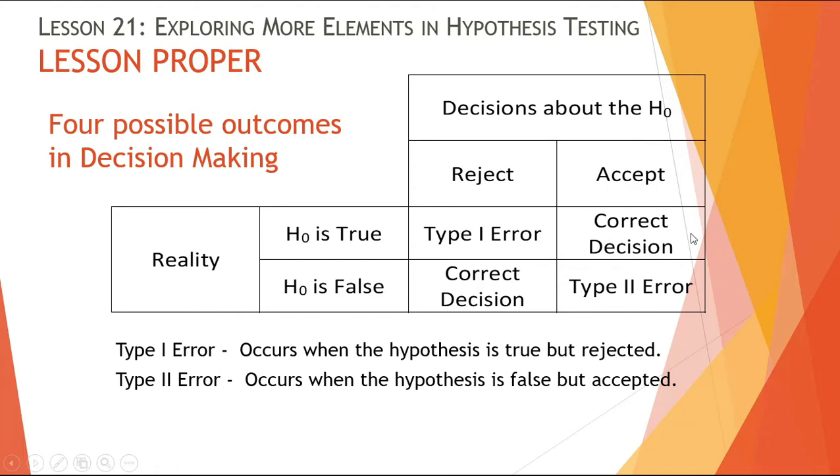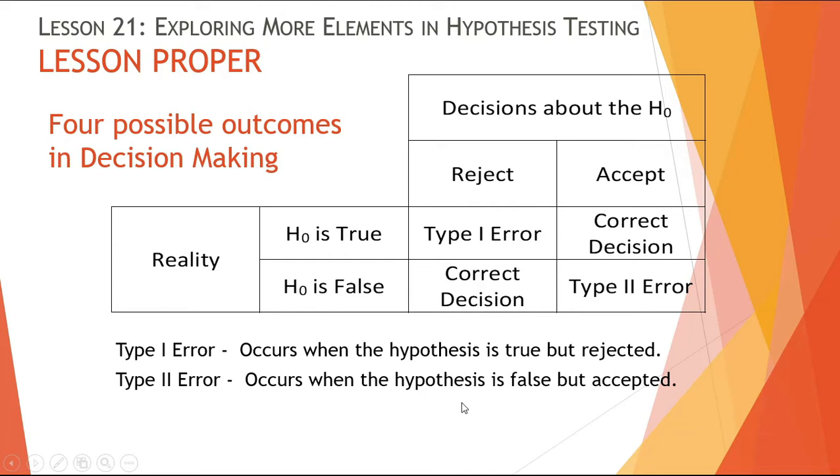How about if the null hypothesis is false? Therefore, if you reject the null hypothesis when it is false, you are making a correct decision. However, if you accept the null hypothesis that is false, you are committing a type 2 error. Now, yun yung dalawang klase ng error, the type 1 and the type 2. The type 1 error occurs when the hypothesis is true but rejected. And on the other hand, type 2 error occurs when the hypothesis is false but accepted.